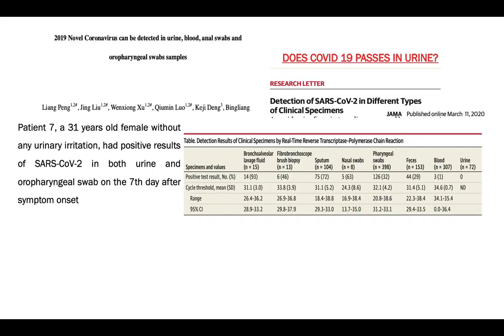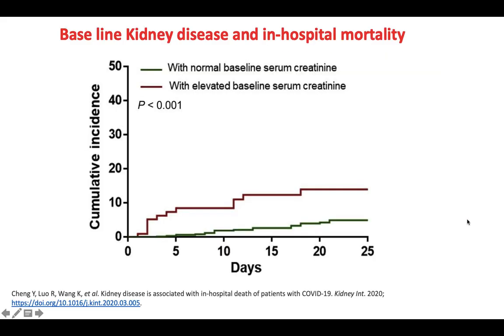Again, interestingly, I searched whether COVID-19 passes into urine. Initially, only one patient was reported, on the seventh day, with presence of the COVID-19 virus in the urine. But after that, they did nearly 72 urine analyses, and none of the patients had any presence of the virus in the urine. So this is something we need to understand.